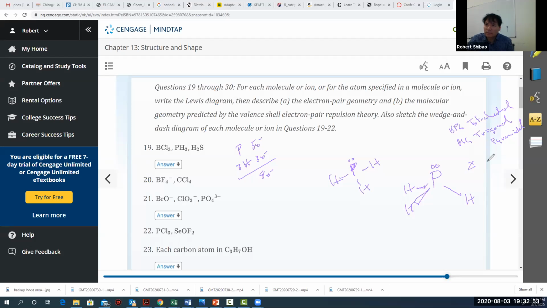And the HPH angle is 109.5 degrees ideal. However, this lone pair is going to impact the angle because it is directly on the central atom. One lone pair distorts the angle by about 2 degrees, so we expect it to be about 107 degrees because of the distortion due to the lone pair. That's PH3.